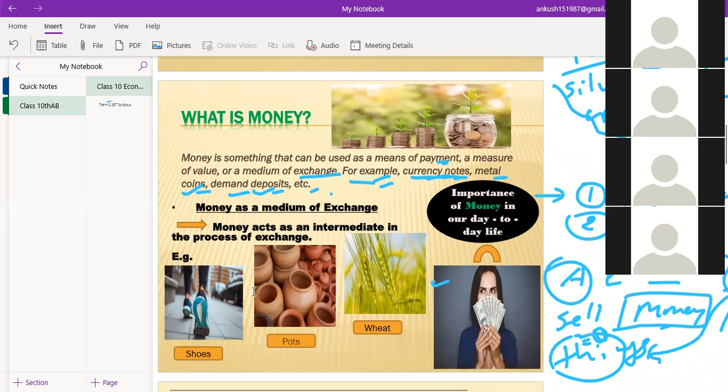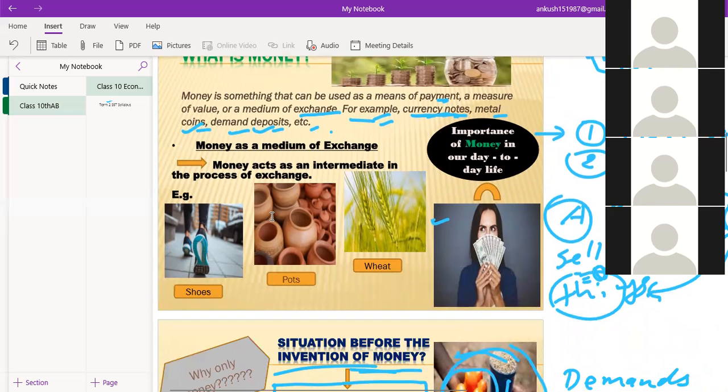Second thing, money works for us as an intermediary in the process of exchange. Whatever I want, like shoes, pots, or wheat, I can go to the store and purchase in exchange of money. It will not restrict me from purchasing the wheat or pots or shoes. That is why money plays a very vital role in our day-to-day life. I'm just recapping it.